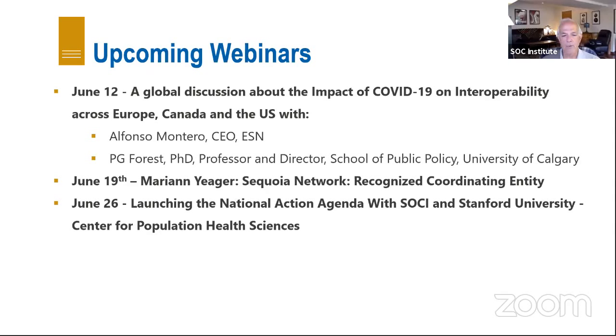Sequoia has been around for a while and is doing really amazing work in helping coordinate a lot of the national efforts. At the end of June, we'll be launching the National Action Agenda with our team and Stanford University. As I've spoken about in the past, the larger strategy is to focus on the next 7, 8, 9 months and what we can possibly do to affect the future direction of health and human services at this critical time. You'll be receiving more notifications about that, especially if you're signed up for the hub.